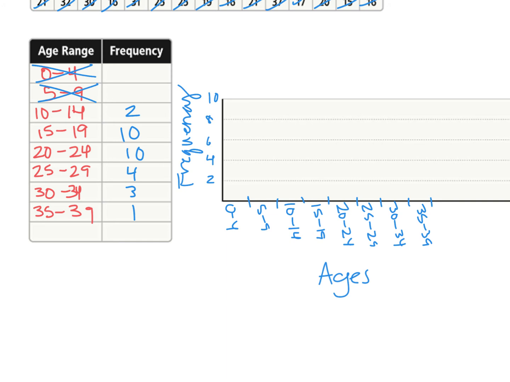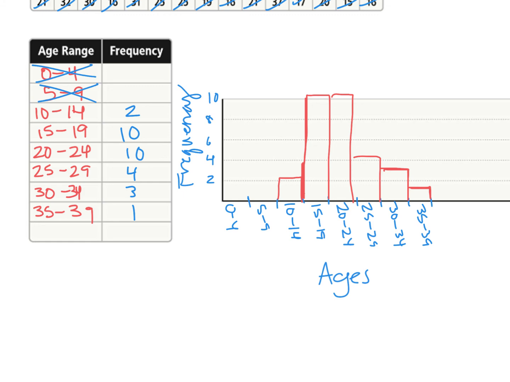And now we draw in our bars. The first one we had was between 10 and 14. We had 2 viewers between 10 and 14. Oops, I went a little high. Pretend that stopped at 2. From 15 to 19, we had 10. So this is going all the way to the top. And these bars are just side by side. And then 20 to 24, we had another 10. From 25 to 29, we had 4 viewers. And 30 to 34, we had 3, so it's going to be halfway between here. And then 35 to 39, we had 1, so halfway up that one.